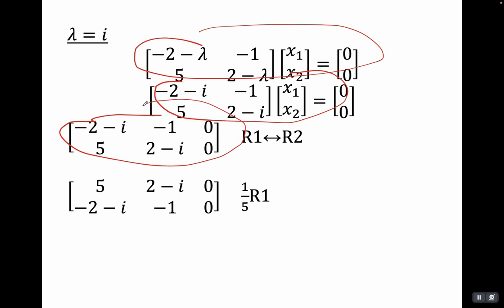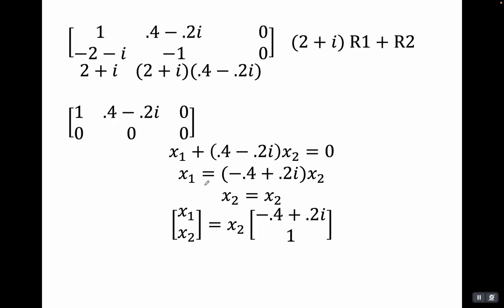So first, let's interchange rows 1 and 2 so that this entry is a 5. It'll be much easier to get it in reduced row echelon form. Multiply row 1 by a fifth, so that this will be 1. This is going to be 2/5 minus 1/5 i, and that'll be 0. So that's what we have. 0.4 minus 0.2i is 0.